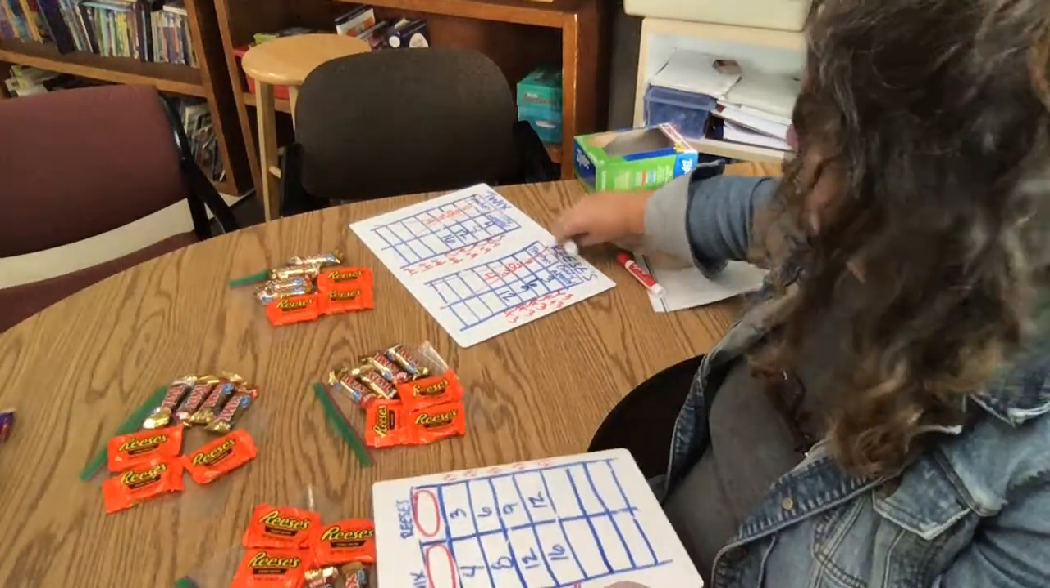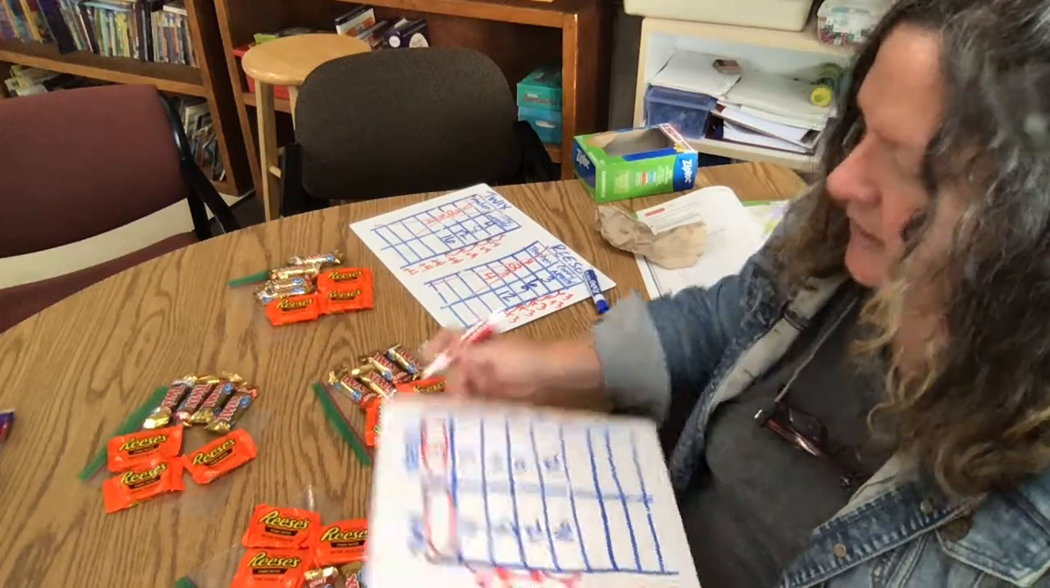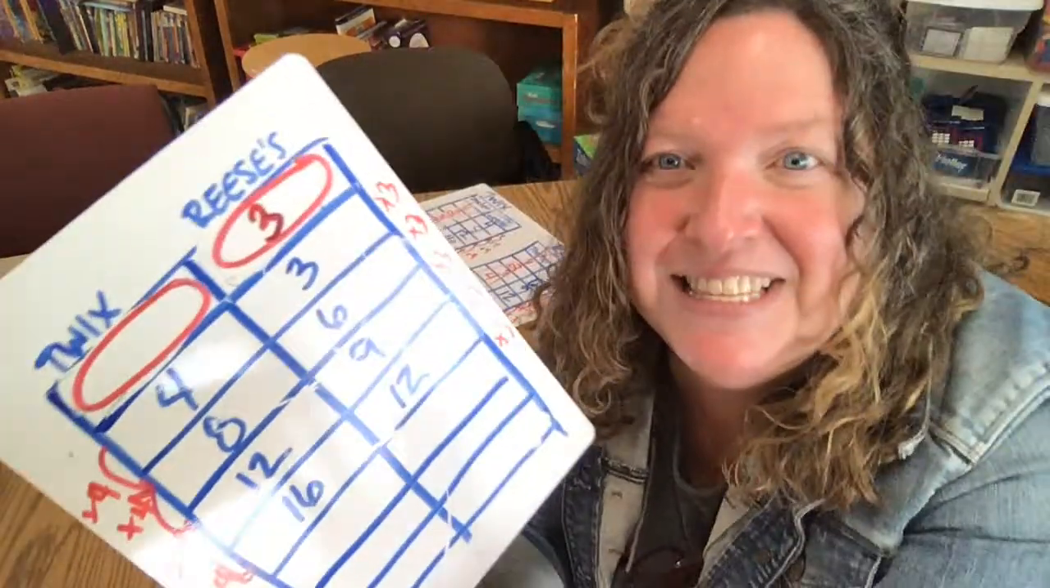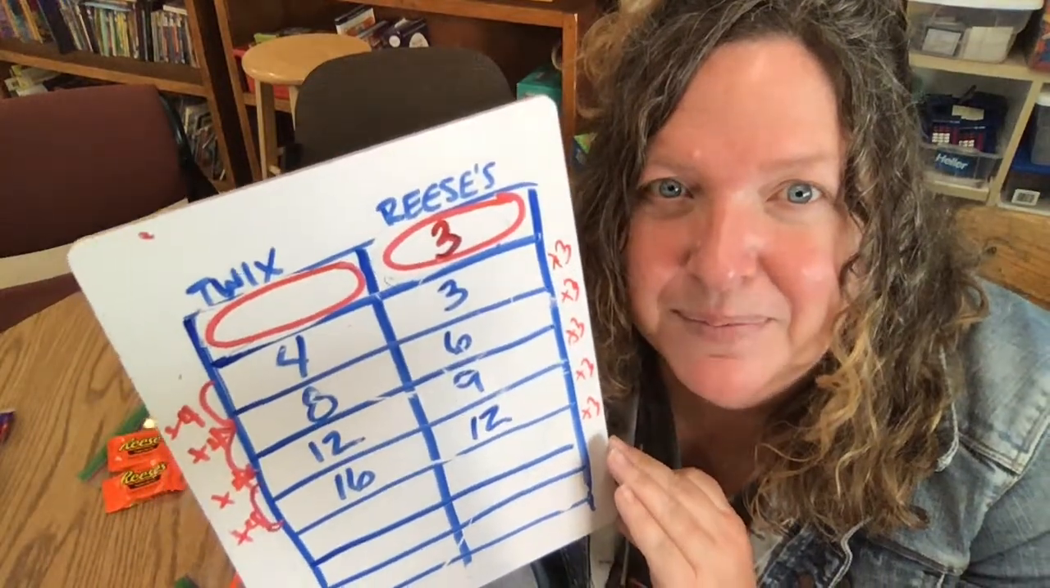So up here in this circle, that's the new amount that we're adding each time, 3.